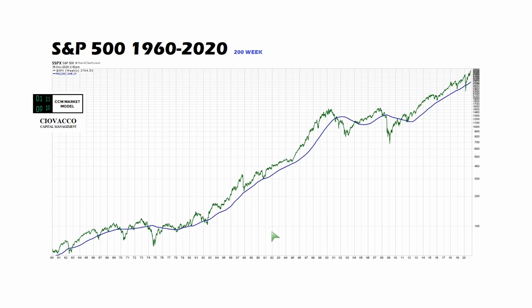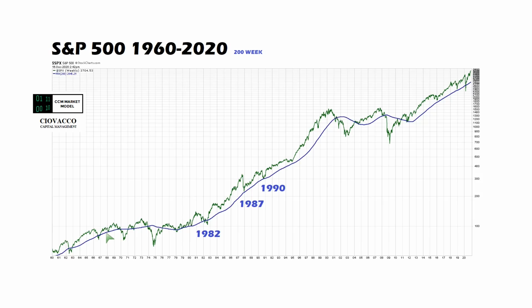Once again, a long-term look, weekly chart of the S&P 500, 1960 on the left side of your screen, the present day on the right side of your screen. This is the 200-week moving average in blue. This is the S&P 500, or price, in green. So let's take a step back and see what we can learn from this chart.